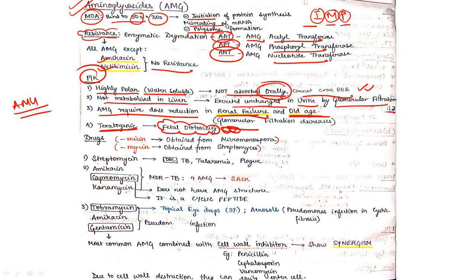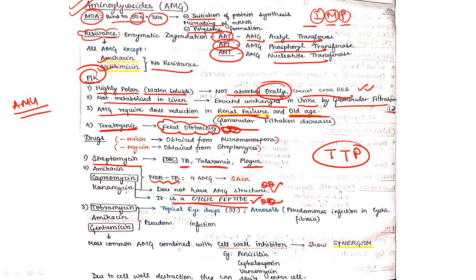Now the drugs coming from this: the first drug is streptomycin. This is the drug of choice for TB, tularemia and plague. This streptomycin is the drug of choice for TB, tularemia and plague, TTP. Then the drugs amikacin, capreomycin and kanamycin will be used for MDR-TB, clear. These three are used for MDR-TB. Capreomycin does not have an AMG structure, okay, it is a cyclic peptide. These two points are important about its structure.